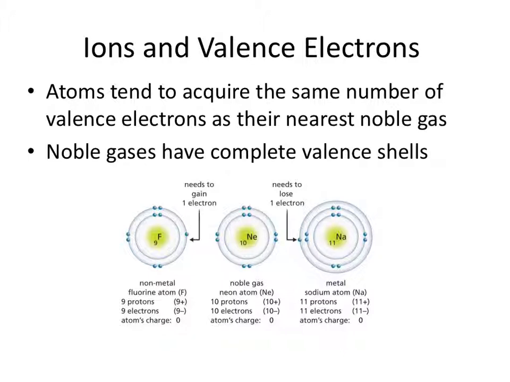Fluorine, to its immediate left on the periodic table, has 9 protons and 9 electrons. It's going to want to gain that 1 electron, although 1 is perhaps a bad word, to become like neon. Whereas sodium on the right has 1 extra electron, and it will very, very easily lose that electron.